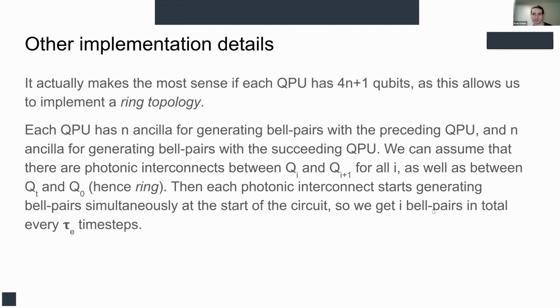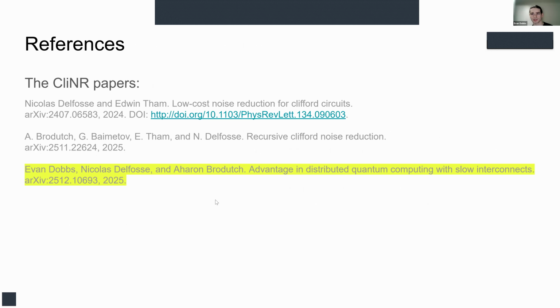The idea is that you're generating I bell pairs basically every tau sub e time steps because you're generating all these bell pairs in parallel with this ring topology. And I believe that is the last slide. I have a couple backup slides if anyone has questions, but otherwise I'd just be happy to answer anything.